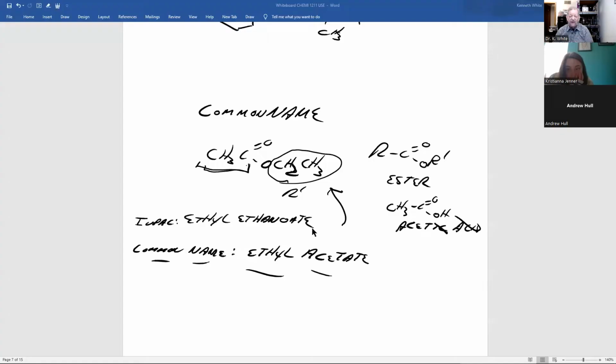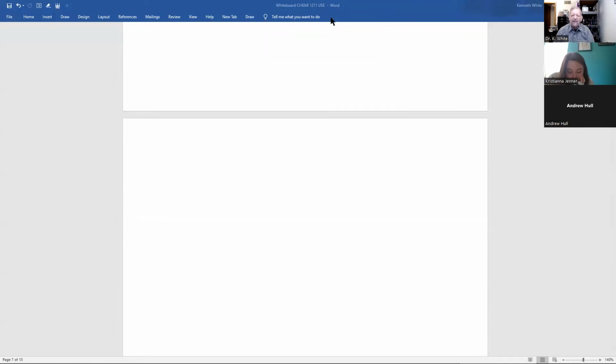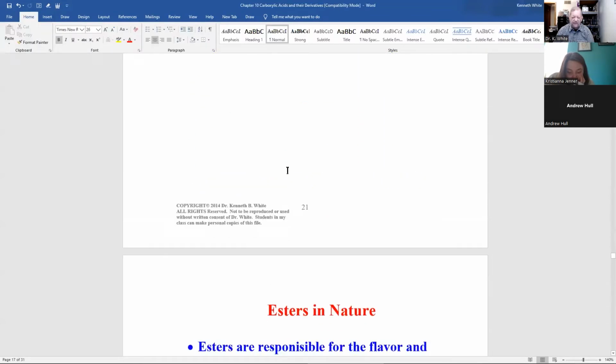All right. So this molecule you should know is ethyl acetate, the common name. And as I've done all semester, on a test I will never ask you, here's the structure, what's the common name? But I will ask you, here's the common name, draw the structure. All right, let's move on. All right, we've done our nomenclature.